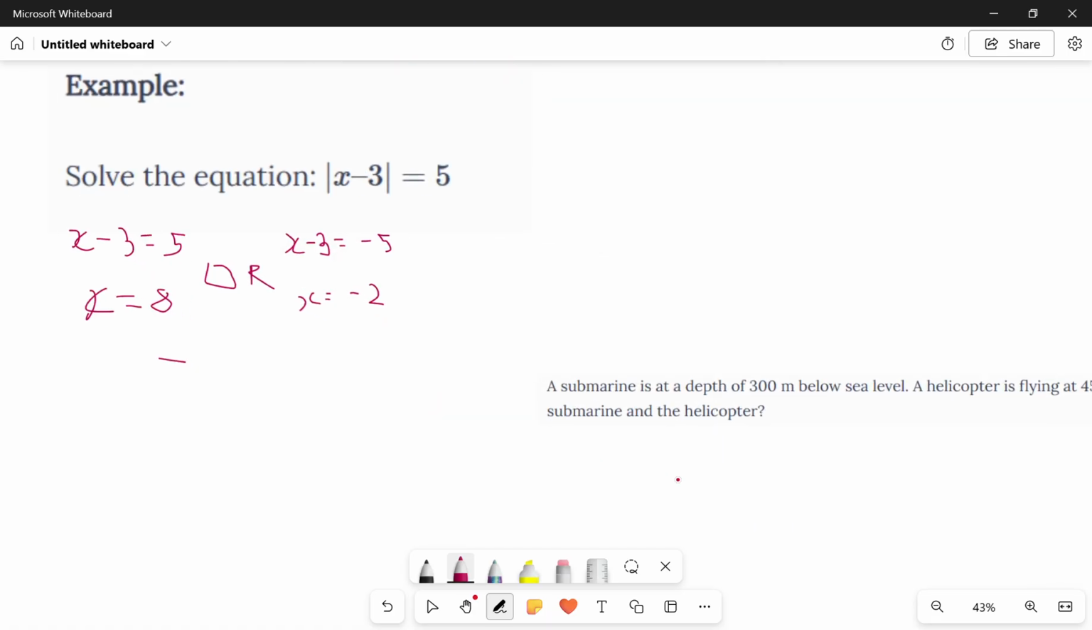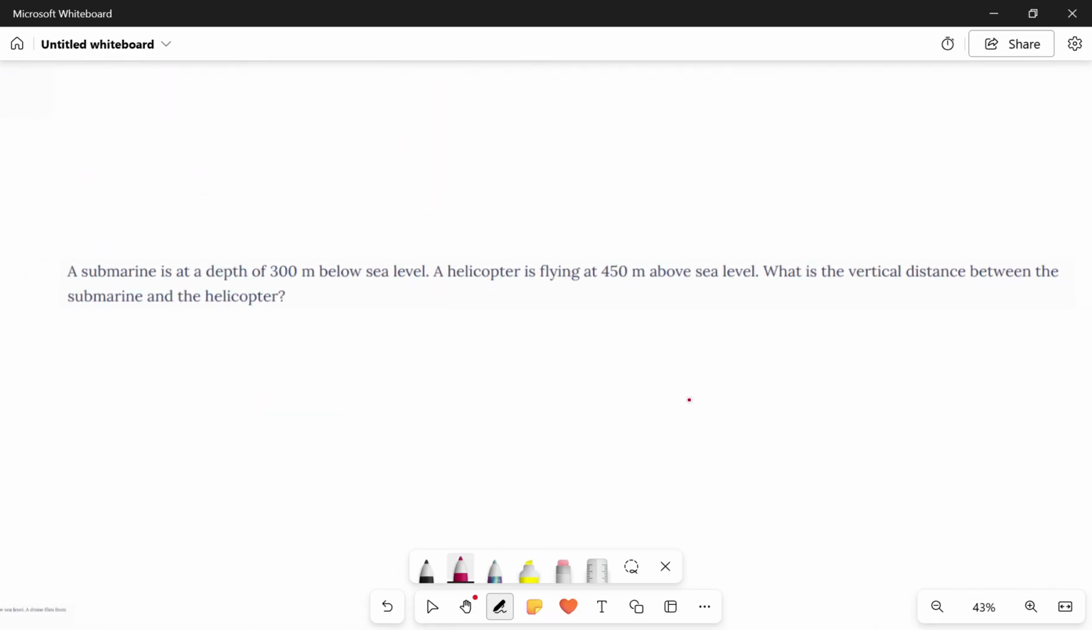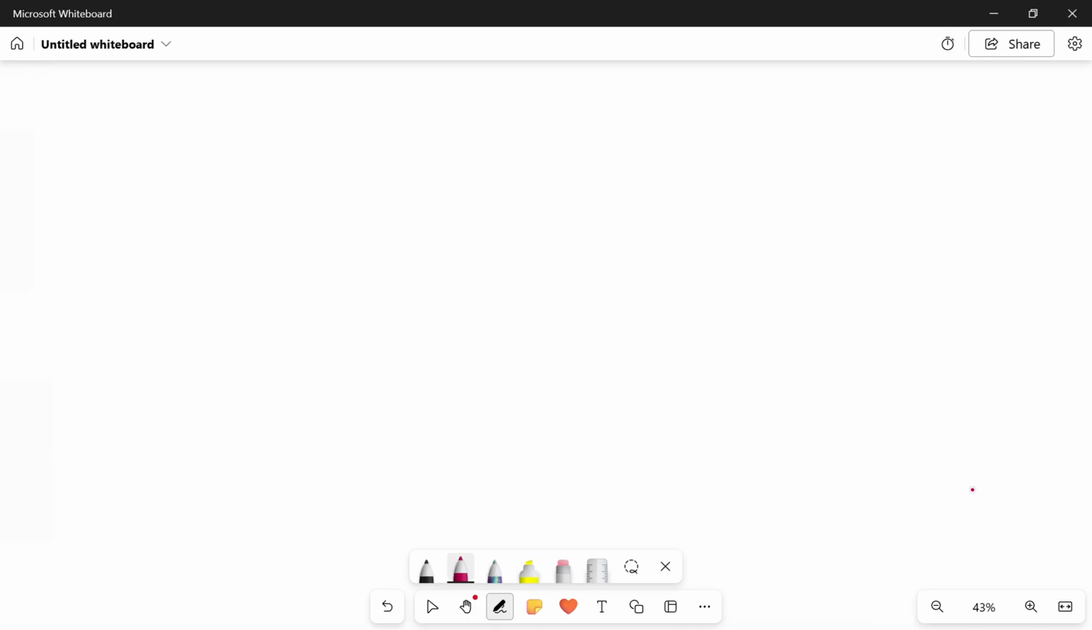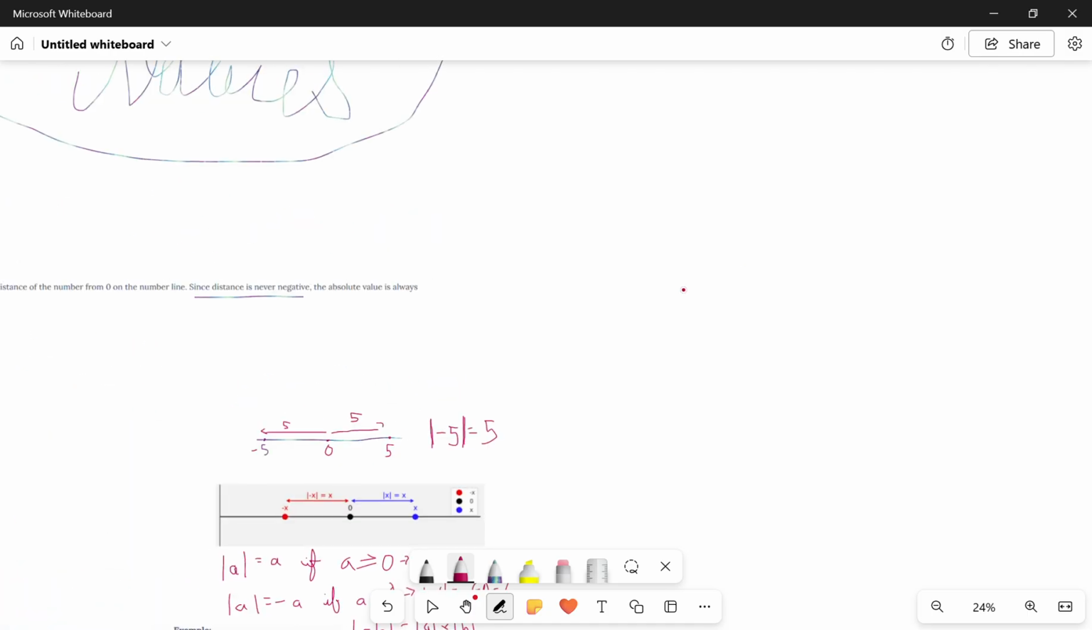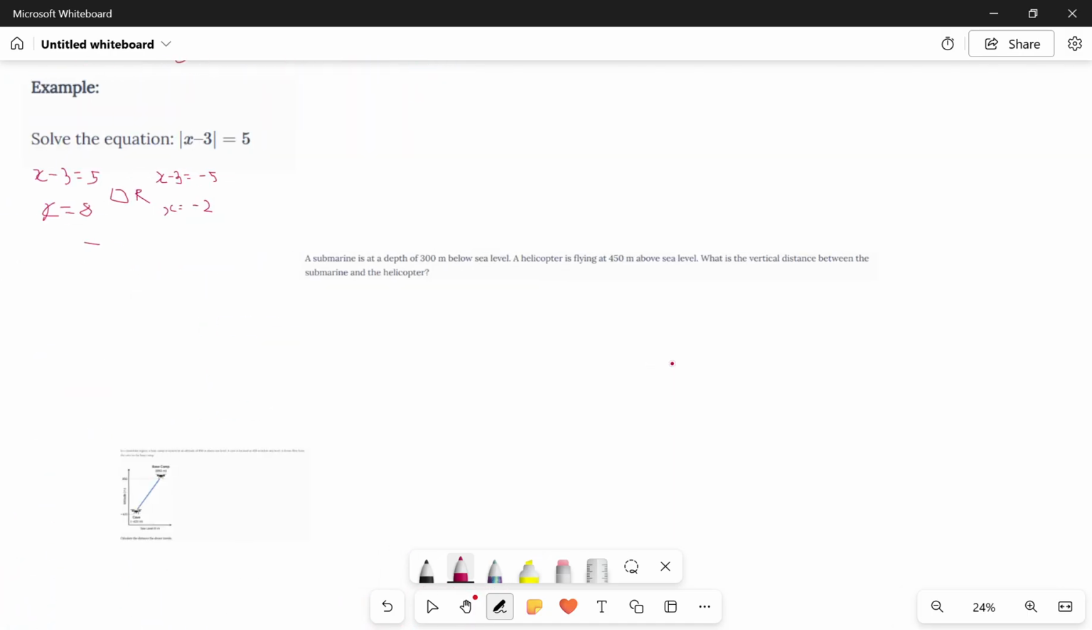There's this thing. A submarine is at a depth of 300 meters below sea level. A helicopter is flying at 450 meters above sea level. What is the vertical distance between the submarine and the helicopter? So if you look at this property, just solve this.